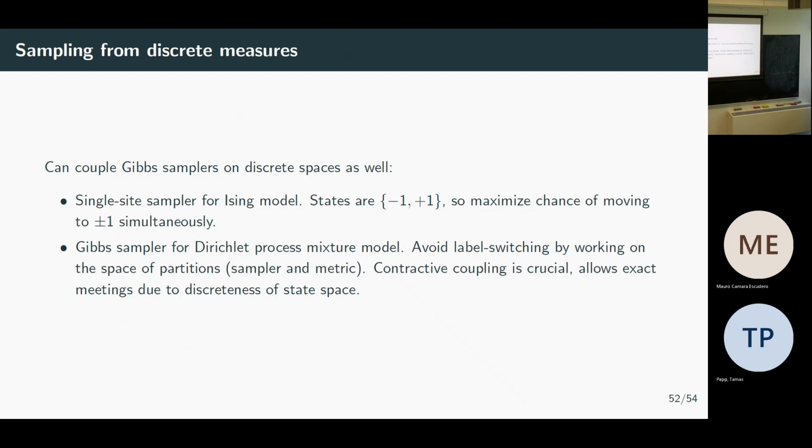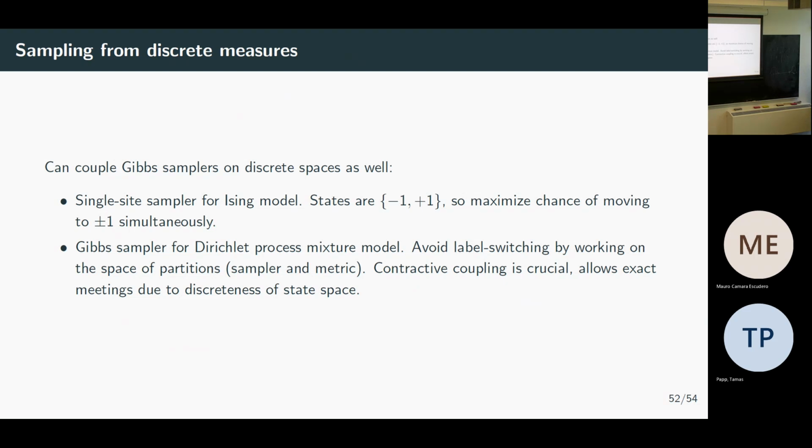A more complicated example that has been considered in the literature is the Dirichlet process mixture model. I've got quite a bit of time, so I can go into a bit of detail. In a Dirichlet process mixture model, you're doing clustering. You've got a few data points and you want to group them together. The Gibbs sampler picks up one data point and decides whether to keep it in the cluster that it was in before, move it to one of the other clusters, or create a new cluster separately for it.